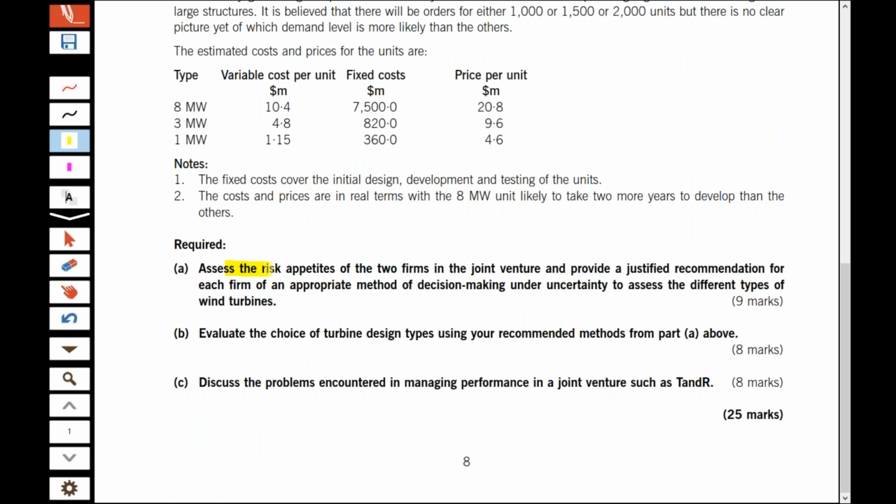It says assess the risk appetites of the two firms in the joint venture and provide a justified recommendation for each firm of an appropriate method of decision making under uncertainty to assess the different types of wind turbines. Now, you need to understand what exactly you are going to be writing down in the answer to this question. See the question again. It says assess the risk appetites of the two firms in the joint venture and provide a justified recommendation for each firm of an appropriate method of decision making under uncertainty to assess the different types of wind turbines.